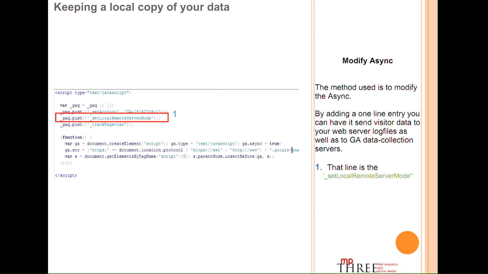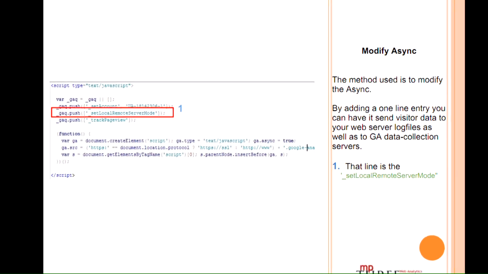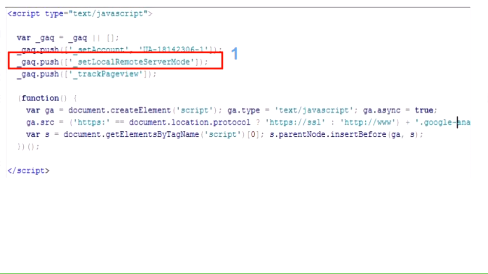The method used is to modify the async. By adding a one-line entry, you can have it send visitor data to your web server log files as well as to Google Analytics data collection servers. That line is _setLocalRemoteServerMode.